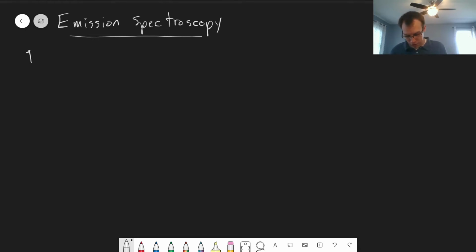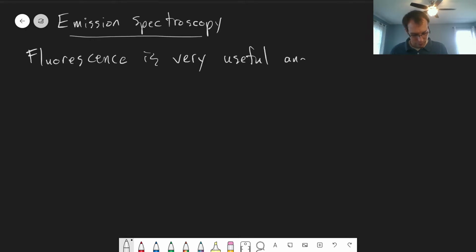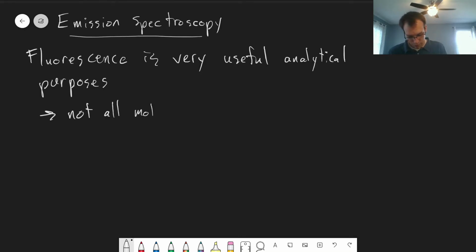So fluorescence in particular, the faster of the two processes, is highly useful for analytical purposes. It's a good way to measure concentrations. The main drawback to fluorescent spectroscopy is not all molecules fluoresce. So that limits its usefulness, because you do have to have molecules that fluoresce.